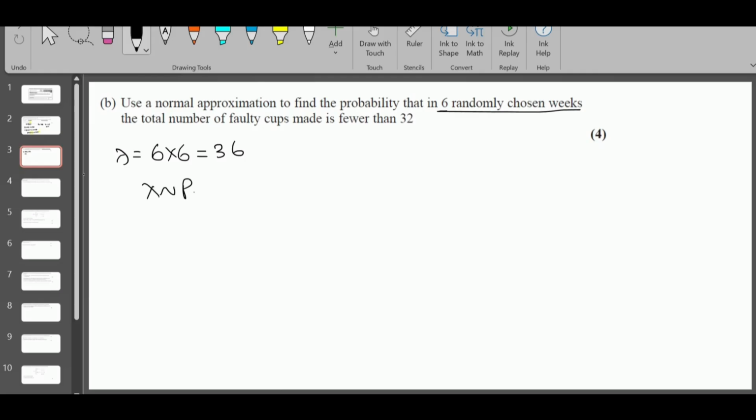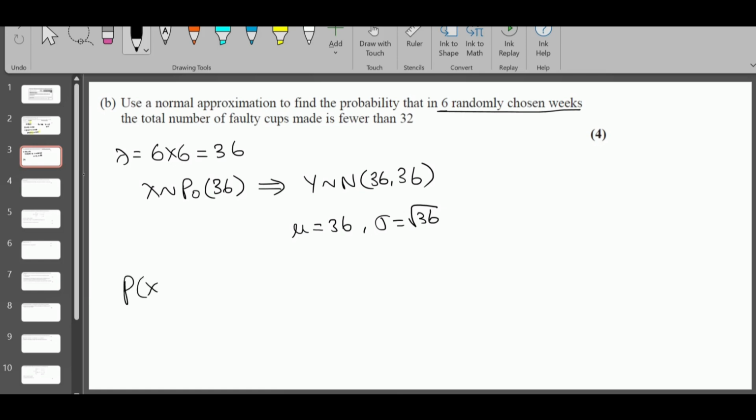So X follows Poisson distribution of 36, which is the same as Y follows normal distribution with mean lambda and variance lambda, where mu is 36 and sigma is the square root of 36. They want you to find the probability that the total number of faulty cups is fewer than 32. They want us to find Y is fewer than 32. First, always apply the continuity correction. So Y is less than or equal to 31.5.